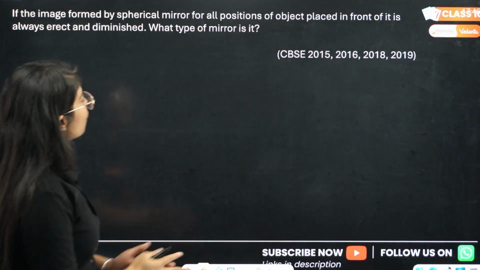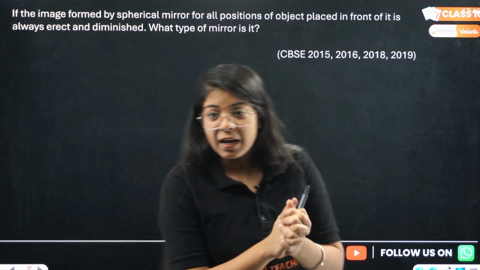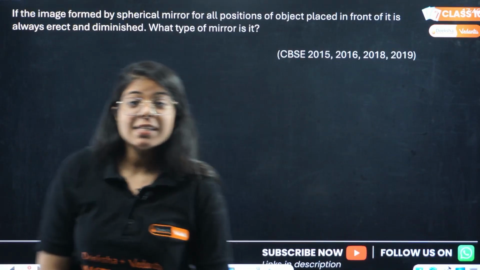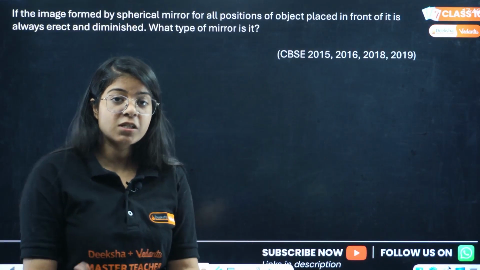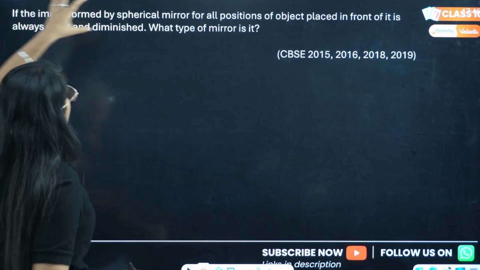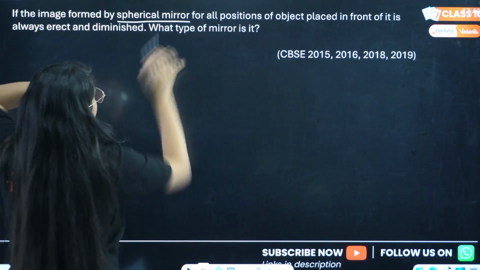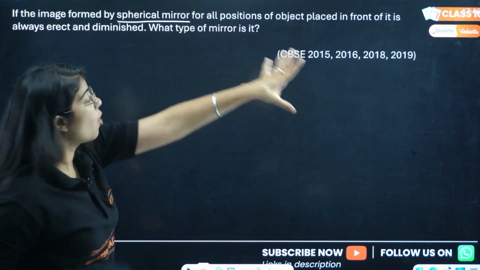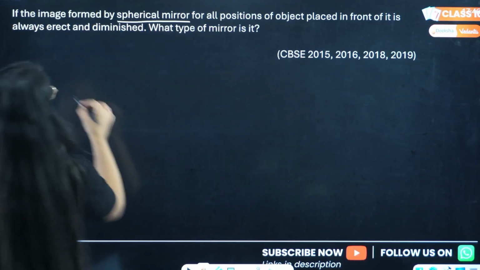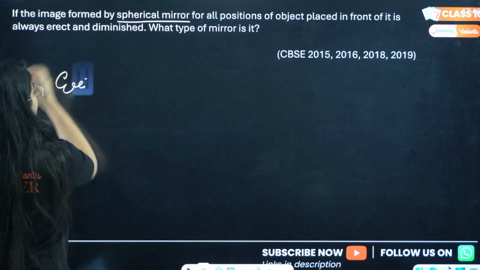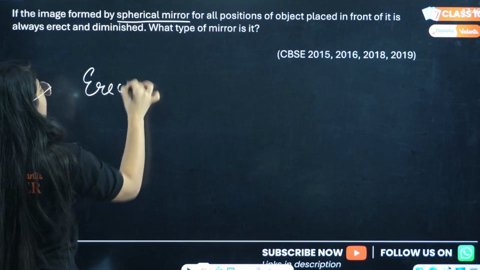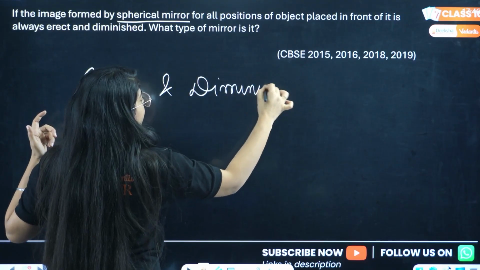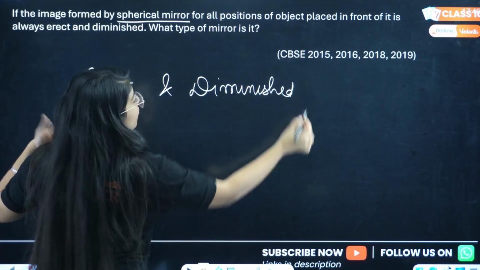If the image formed by a spherical mirror for all positions of object placed in front of it is always erect, always diminished. Read it very carefully. Image formed by a spherical mirror. So we have a spherical mirror, we just don't know which one. For all the positions of object placed in front of it, the image is always erect and diminished. Now, what type of mirror is this?